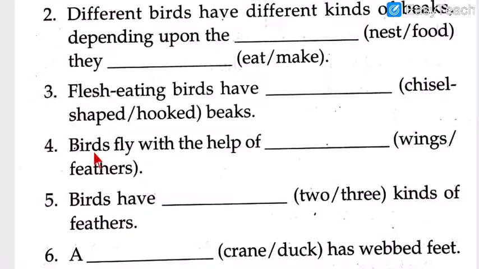Number 4. Birds fly with the help of dash. Options are wings or feathers. Birds fly with the help of dash, wings or feathers. Nothing to be explained in this. So your time starts now.